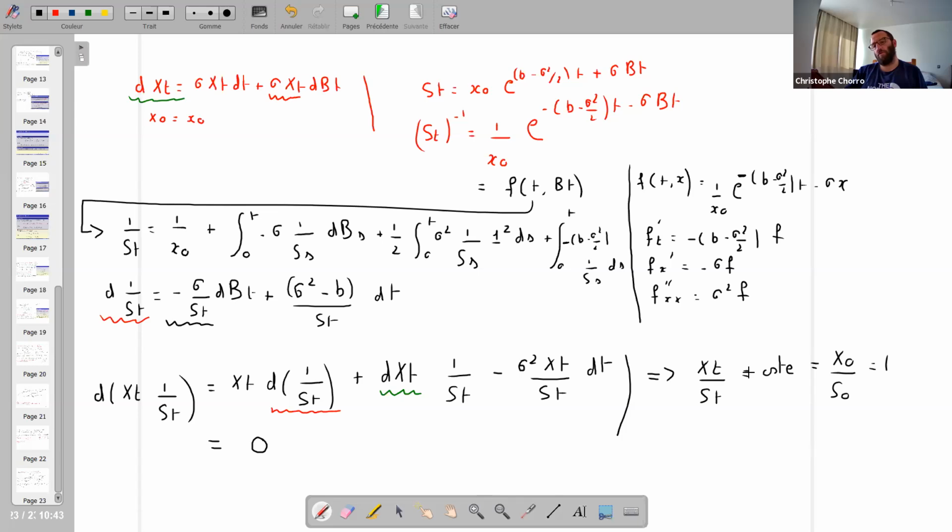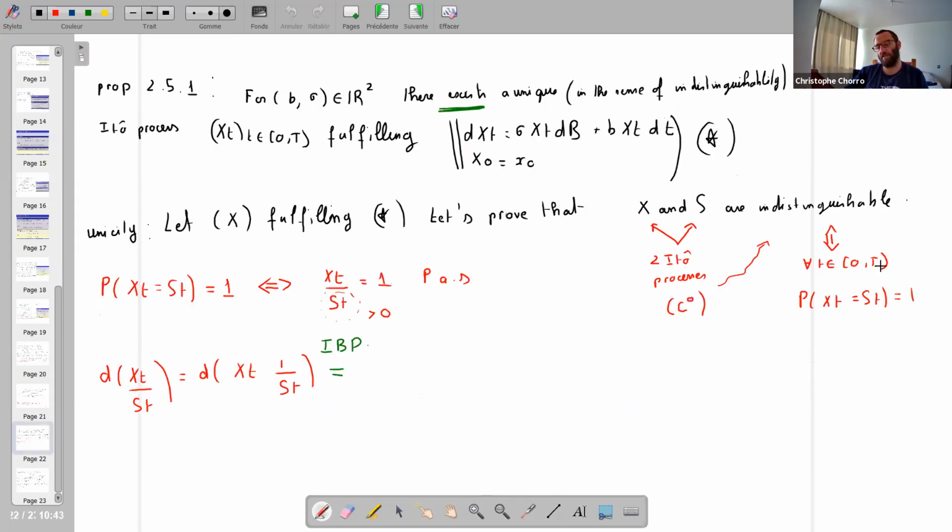And so Xt is a version of Yt. Here, the equality is P almost surely. So Xt is a version of St. And if I come back to what I want, in fact, proving that Xt is a version of St, since I have two Ito processes that are continuous, they are indistinguishable. So I have proved this proposition 2.5.1.